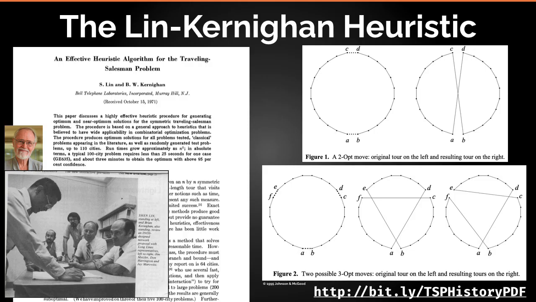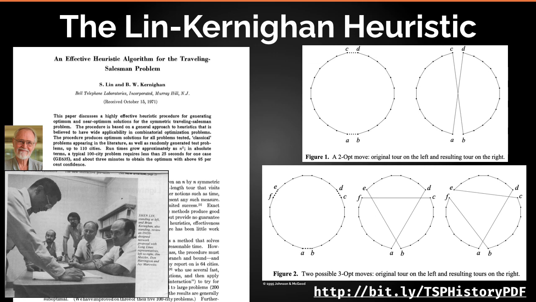Another example of a very popular optimization. This is the most popular optimization used for TSP, and it's so popular that nobody refers to it anymore. The Lin-Kernighan Heuristic by Shen Lin and Brian Kernighan, who of course, as you know, is teaching at Princeton, was basically a generalization of these two optimizations.